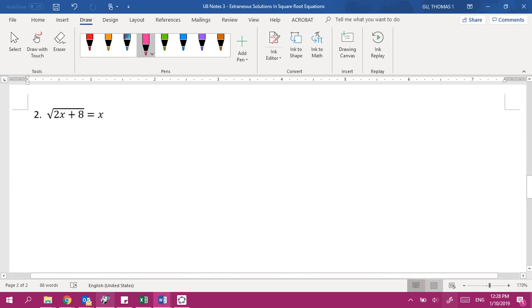Square both sides. And what do you get when you square both sides? Oh, by the way, I think your paper says minus 8, right? Change it to plus 8. It's not going to work if it's minus 8. So change your paper to plus 8.